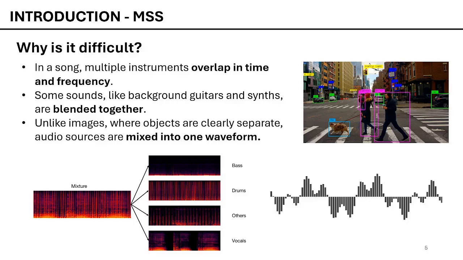Now let's discuss why it is challenging. In a song, multiple instruments overlap in the time domain as well as the frequency domain. In the time domain, it is difficult to separate sources or even determine which instruments are contributing at a given time. In the frequency domain, there is more visual separation.